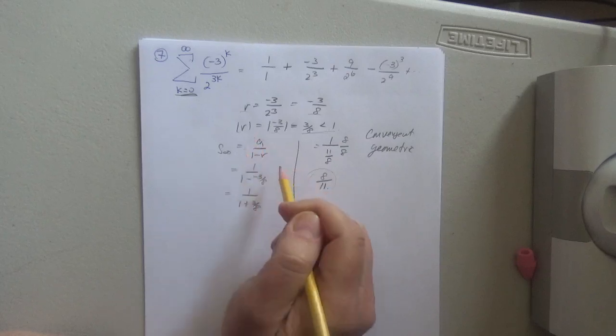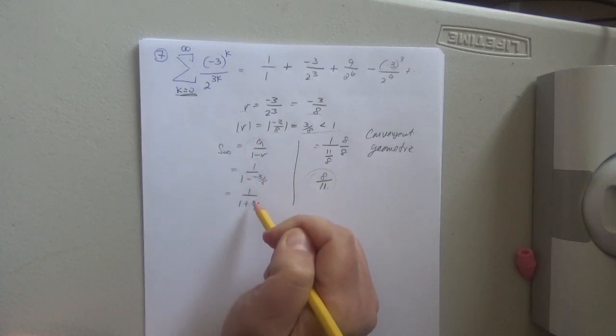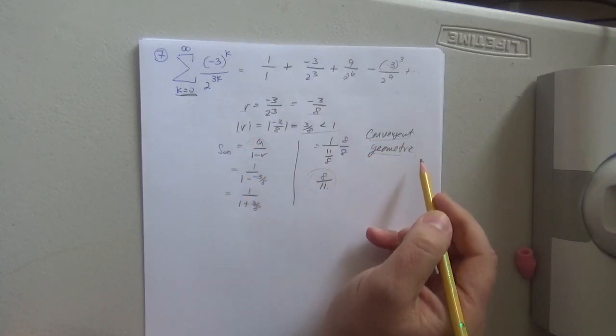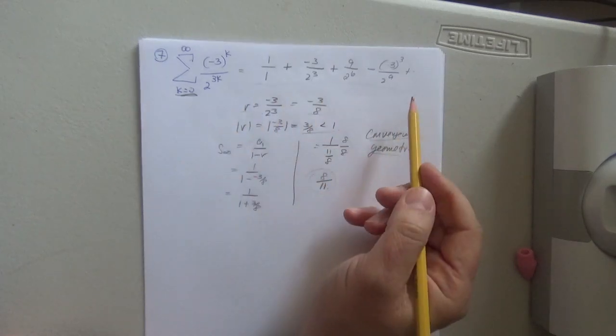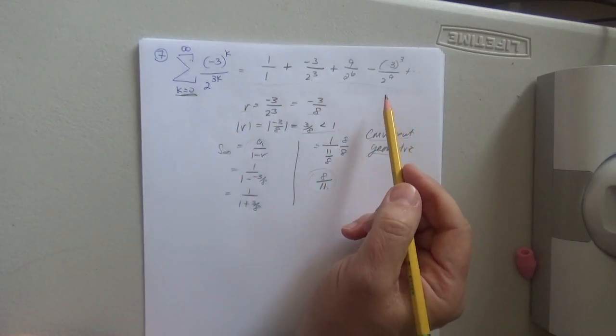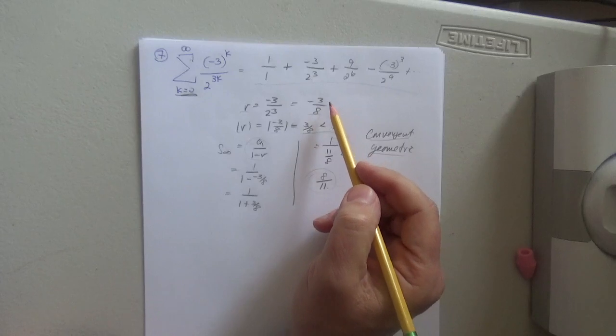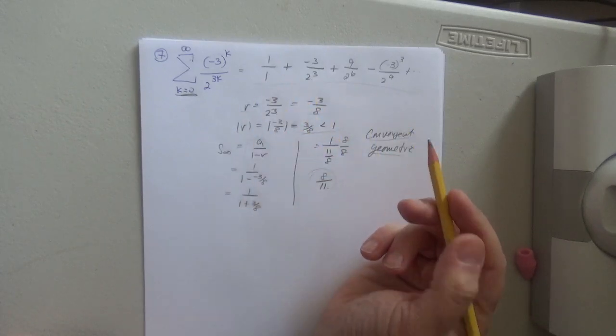So you don't need to write out the general form here. You just need to plug in the numbers. And then finally, geometric and convergent. You don't need to write out all these terms here. I just find that to be helpful to make sure it's clear to me that the common ratio is 3/8 or negative 3/8, and the first term was 1.